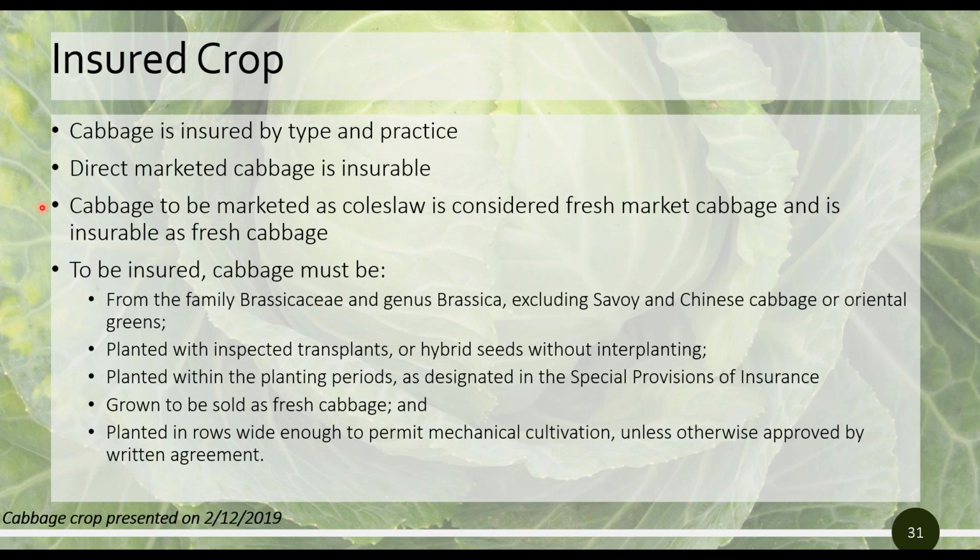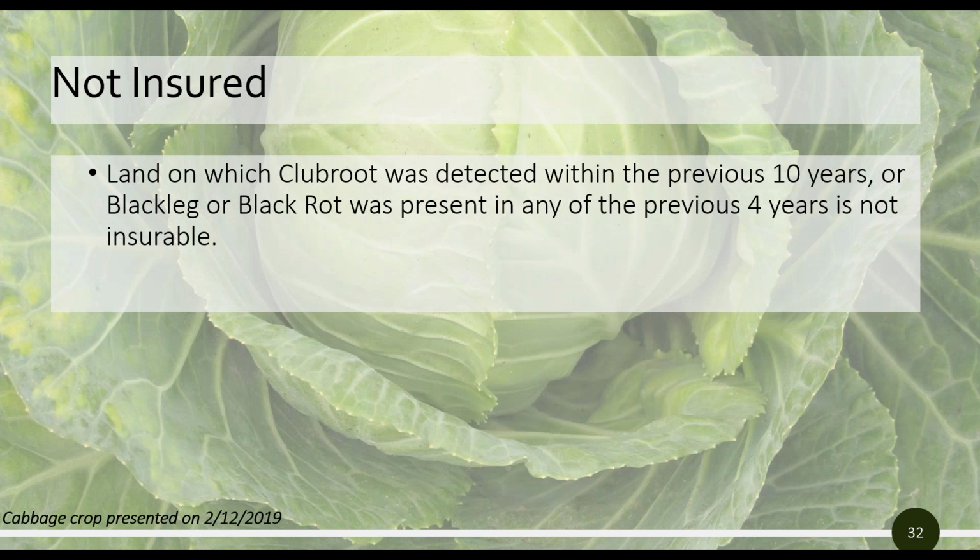So to be insured, cabbage must be planted with inspected transplants or hybrid seeds without interplanting, planted within the planting periods, grown to be sold as fresh cabbage, and of course planted in rows wide enough to permit mechanical cultivation unless otherwise approved by written agreement. What is not insured is land on which club root was detected within the previous 10 years or black rot was present in any of the previous 4 years. That is not insurable.